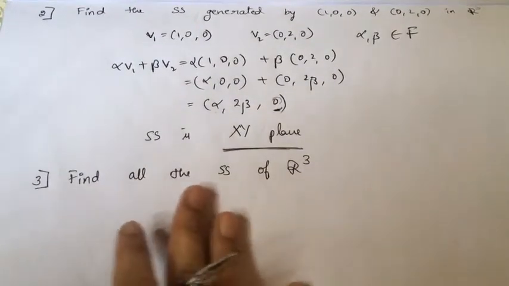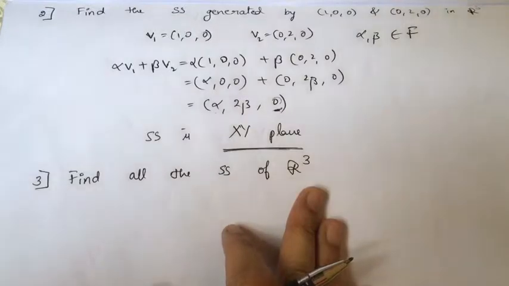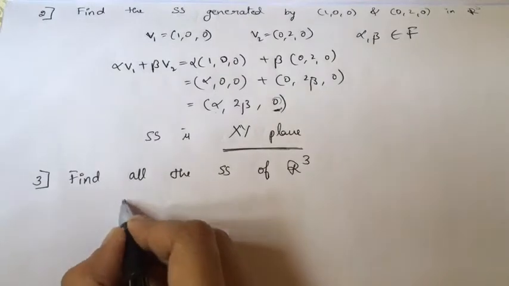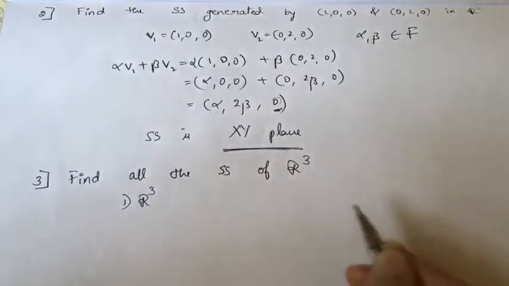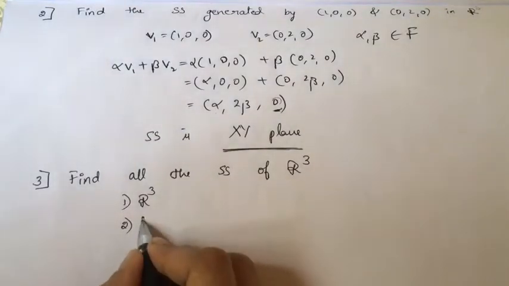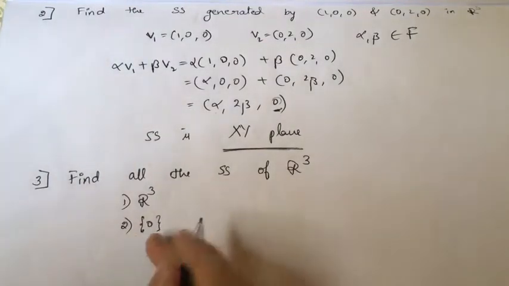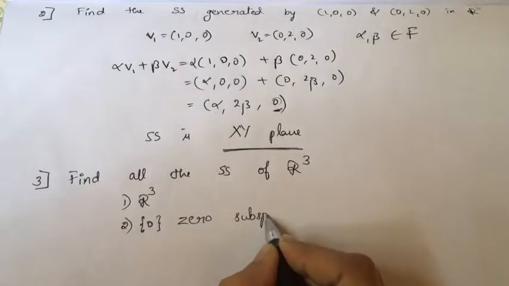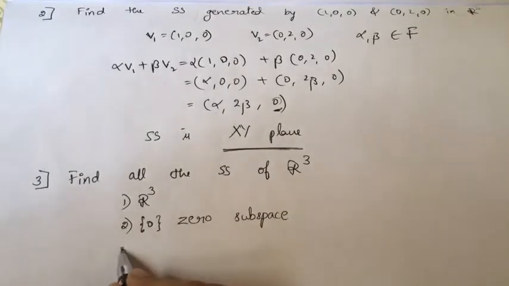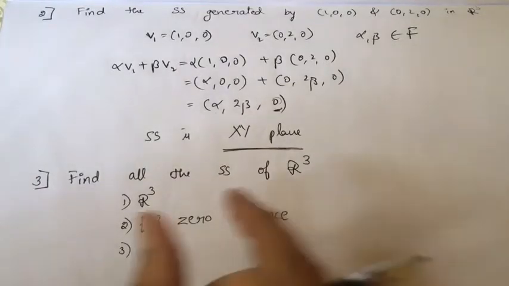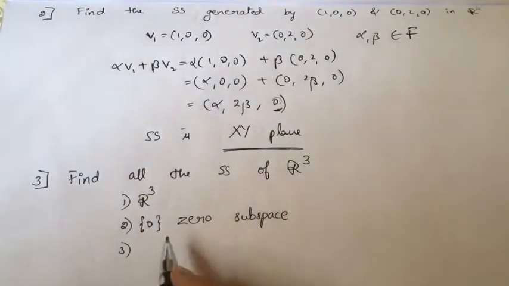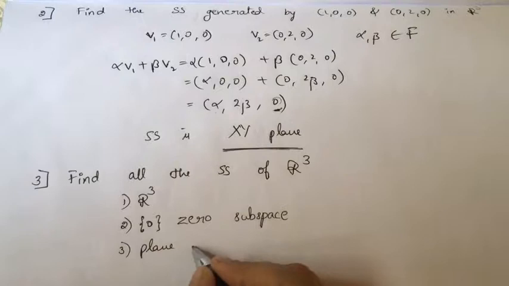Third problem is find all the subspaces of R3. R3 is a vector space. Therefore, R3 itself is one subspace. Okay, and one more I can say, that is the zero element subspace formed by this, that is nothing but the zero subspace. Okay, and R3 means x, y, z coordinates will be there. Therefore, it's a plane, I can say. Therefore, all the planes passing through the origin are subspaces.